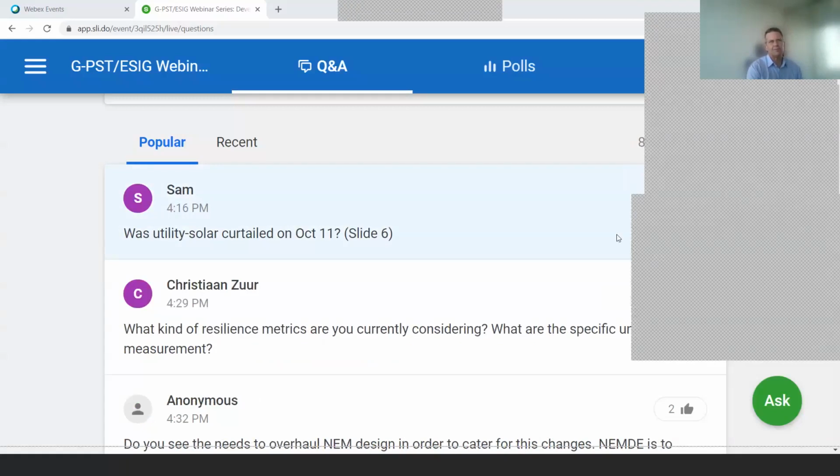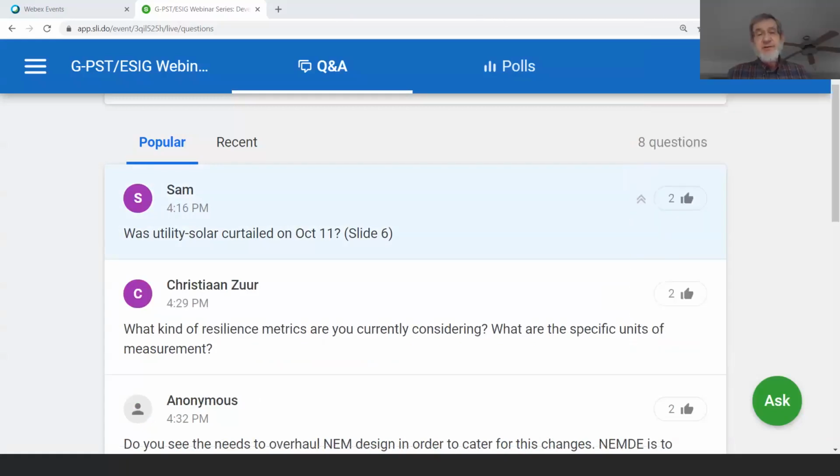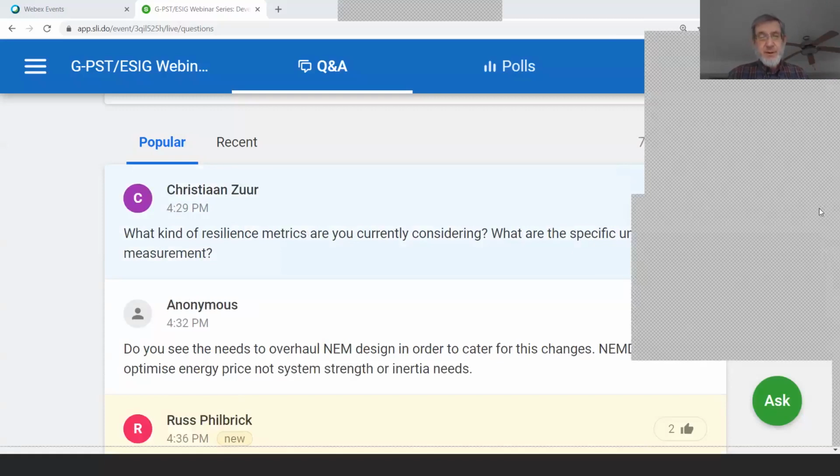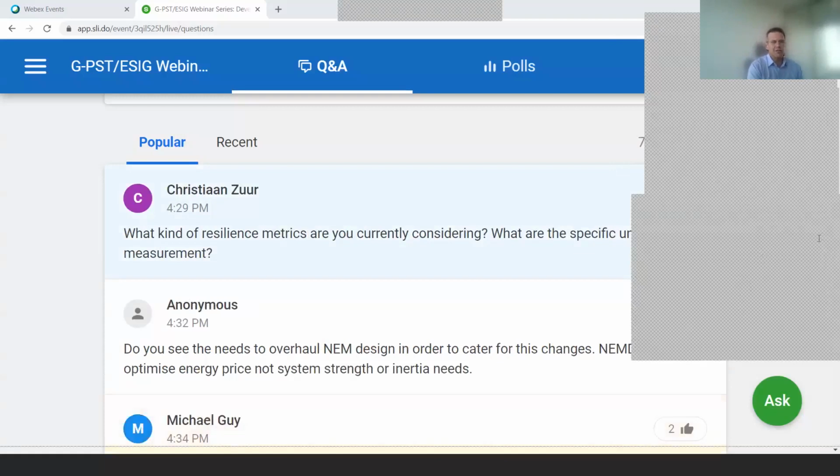Okay. Question on resilience. What kind of resilience metrics are you currently considering, and what are the specific units of measurement? I don't know if you're there yet, but that's an interesting question anyway. There's a lot of work being done throughout the world on saying what are appropriate metrics for resilience. Is it outage rates of thermal plant and conventional generation? Is it outages of transmission network elements? Is it the recovery time to bring lines back in? AEMO is currently working through trying to identify what those are.